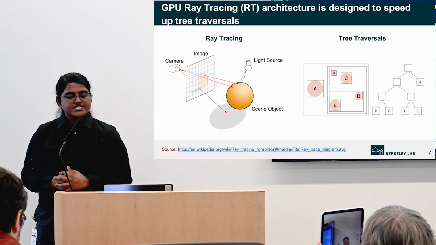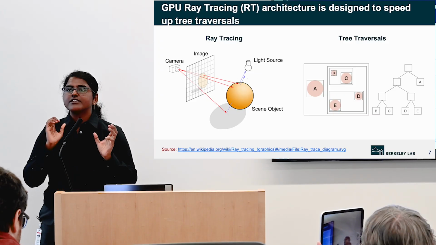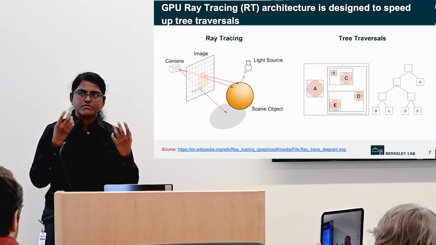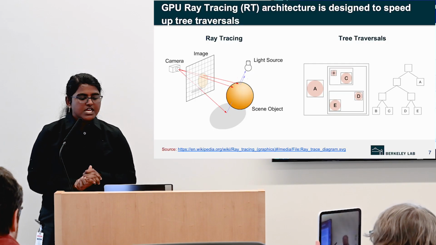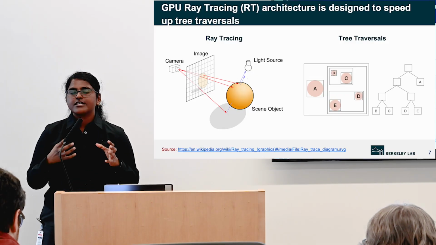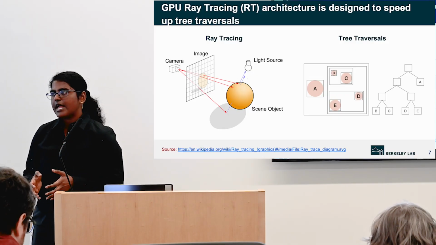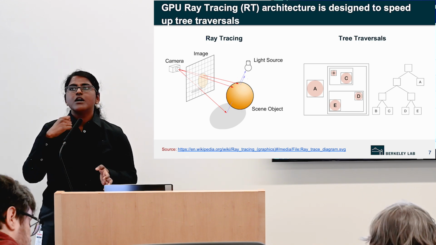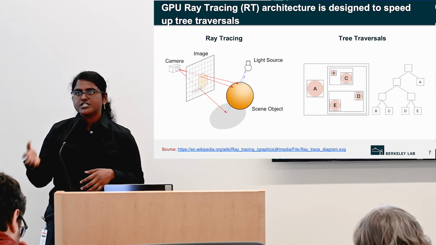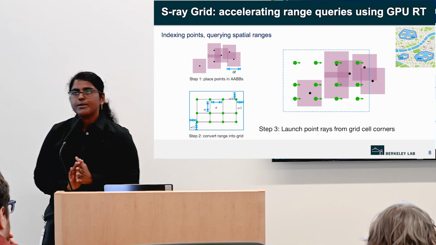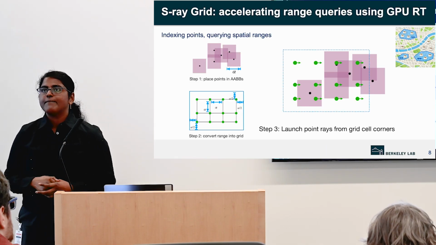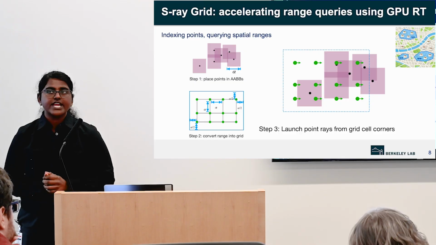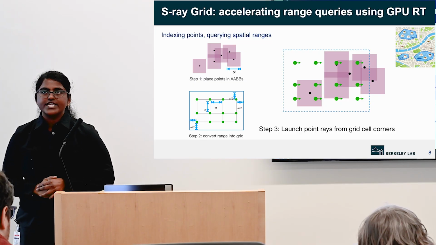But the tricky part is that you can use this hardware to accelerate tree traversals only if you're doing a ray tracing process. So if you want to leverage this hardware for any other application, we need to come up with an efficient mapping of our target application to the ray tracing problem. And we came up with several such mappings to accelerate spatial queries. The first is S-ray grid for accelerating range queries.